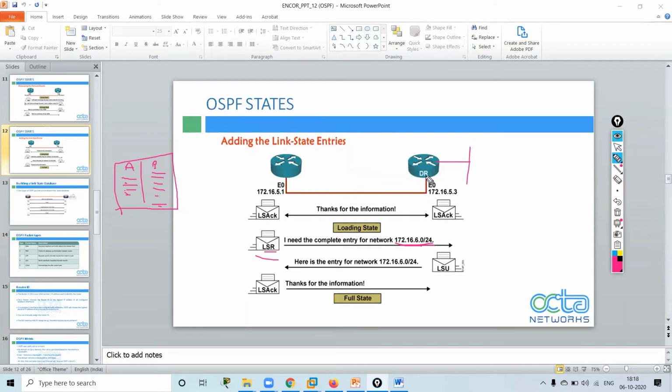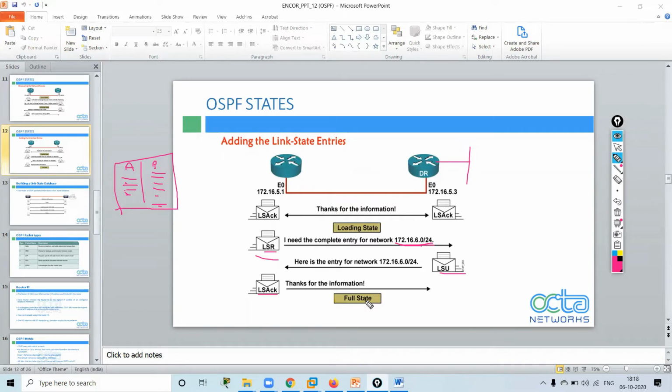Once the request is received by router B, it will send an LSU packet, link state update: here is the entry for network so and so. Then once router A receives the update, it will send an LSAck packet, an acknowledgement: thanks for the information.